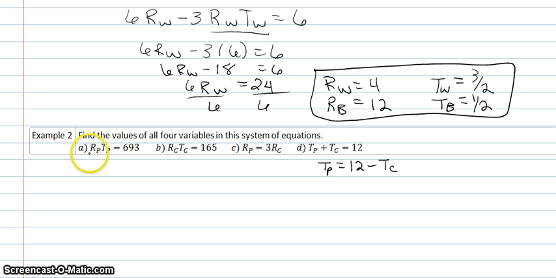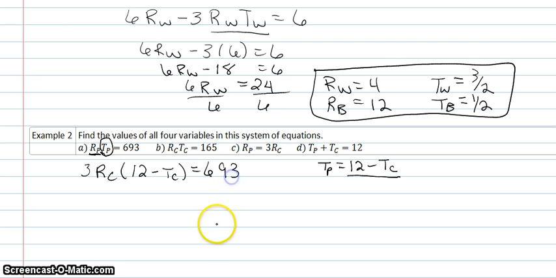Okay, now I can fill in the 3R sub C for R sub P, so 3R C times, and I can put the 12 minus T sub C in for this T sub P, so 12 minus T sub C, and then that equals 693. Then I'll distribute my 3RC, so I'll have 36R sub C minus 3R sub C T sub C equals 693.